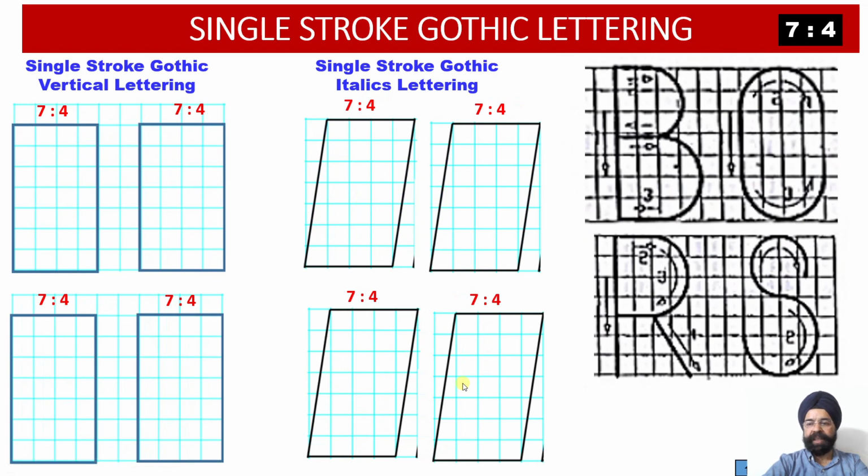Now let us pick up another couple of alphabets. The first alphabet is B. Now in B you can check the height is 7, but the upper part of the B is smaller one.